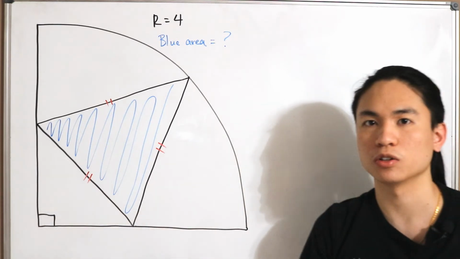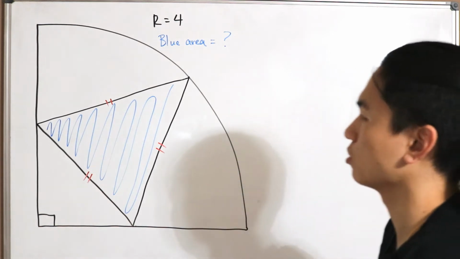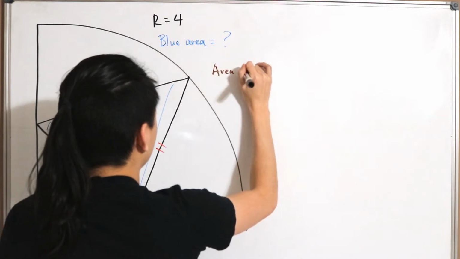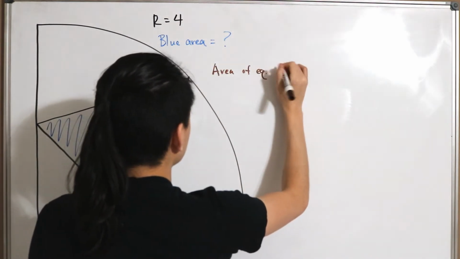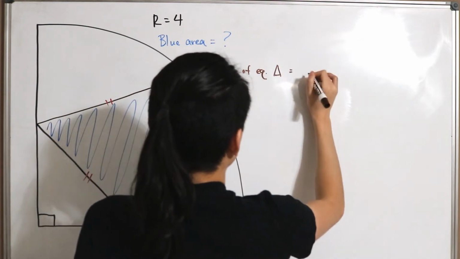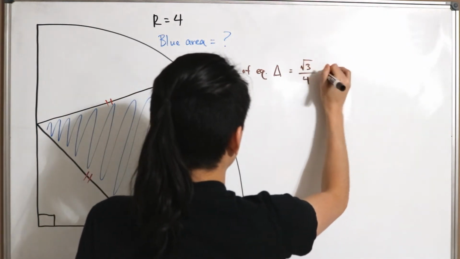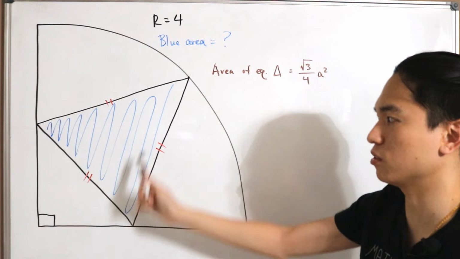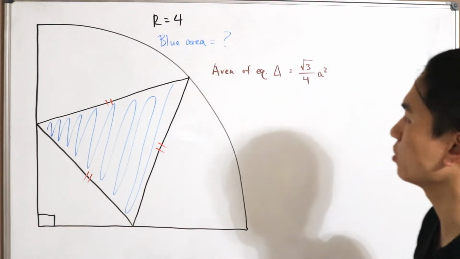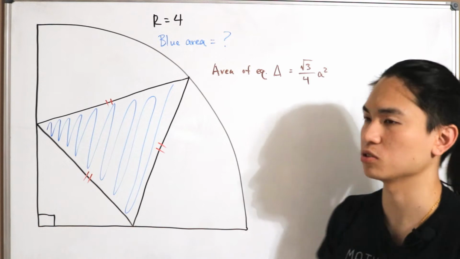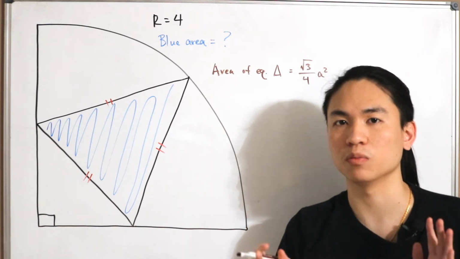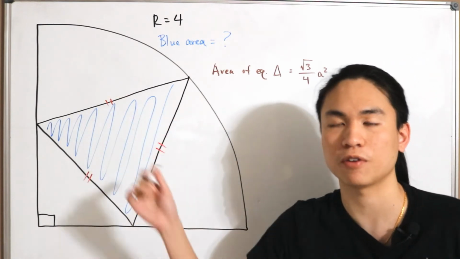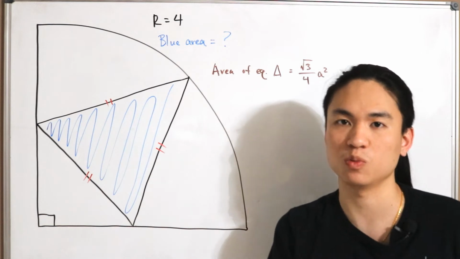For equilateral triangles, we know the formula is as follows. The area of an equilateral triangle, abbreviated EQ and then a triangle symbol, equals the square root of 3 divided by 4 multiplied by a squared, where a is the side length of your equilateral triangle. Using this formula, we're going to have to add a little more to the construction to help determine the side length of our equilateral triangle. And then we can move forward from here.